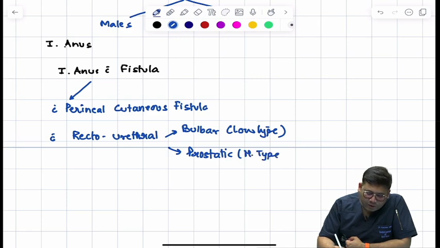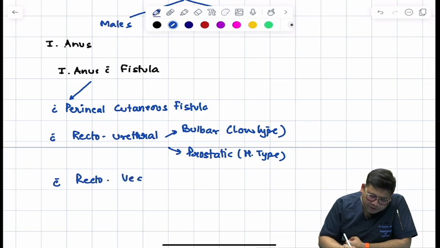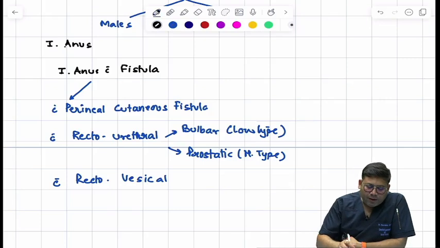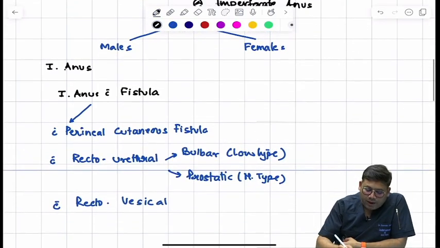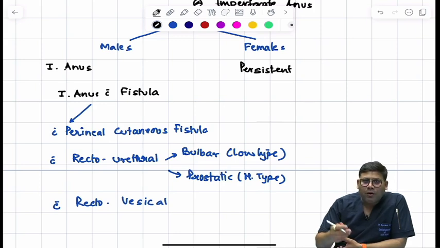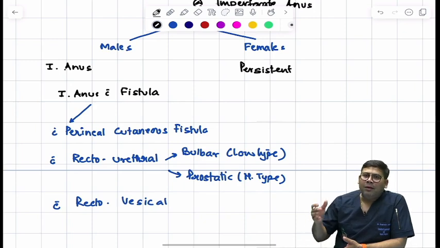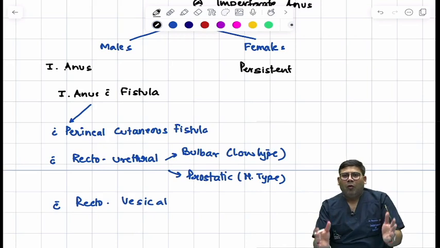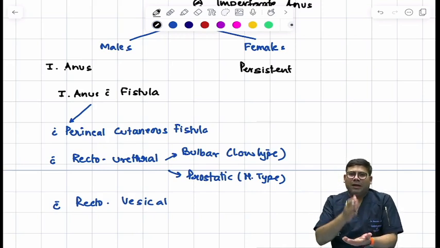This is important. The third is rectovesical, so into the bladder. Again, this is a high type of fistula. Next, when we talk about females, we can see persistent cloaca. In persistent cloaca, the urinary opening, the anal opening, and the opening of the genital organ are all commonly fused because the urogenital septum didn't mature.